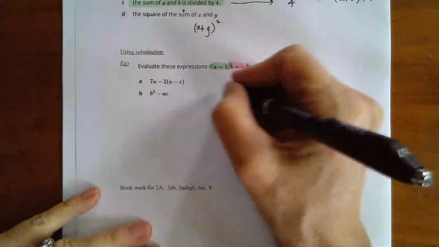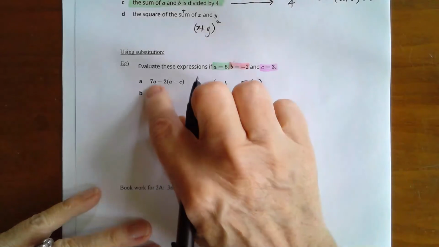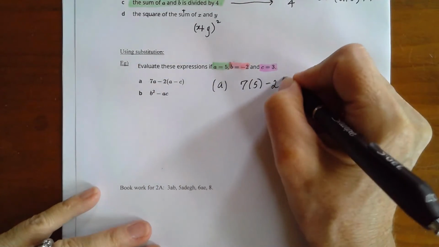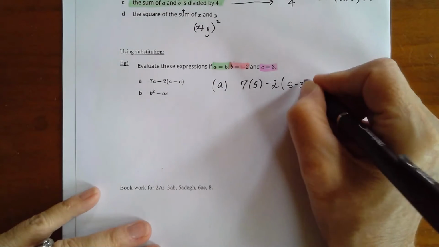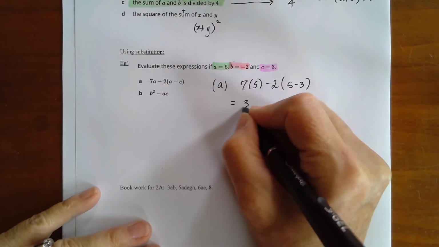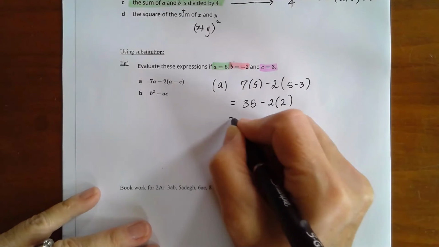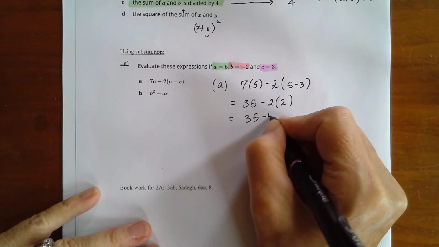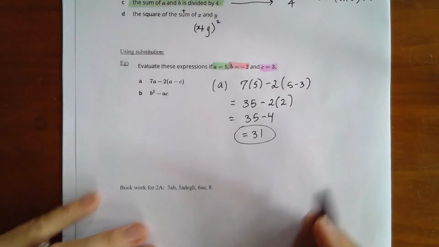So for A, I go, okay, 7 bracket 5, so 7 times 5, minus 2 bracket a minus c, 5 minus 3. So this gives me 35 minus 2 times 2, or 35 minus 4, or 31. Not too bad. Usually I circle my answers.